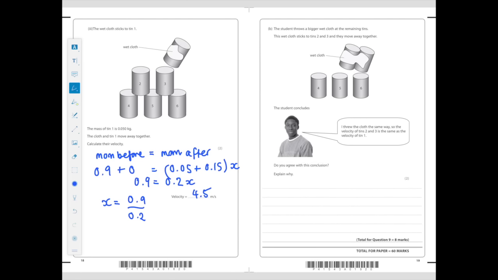The student throws a bigger wet cloth at the remaining tins. The wet cloth sticks to tins 2 and 3 and they move away together. The student concludes, I threw the cloth the same way, so the velocity of tins 2 and 3 is the same as the velocity of tin 1. Do you agree with this conclusion and explain why? So clearly the student is wrong, and that's because the variables haven't been controlled. So the mass of the cloth could be different, the mass of the tins could be different, and the cloth velocity hasn't been measured. So try and use your common sense with this one.